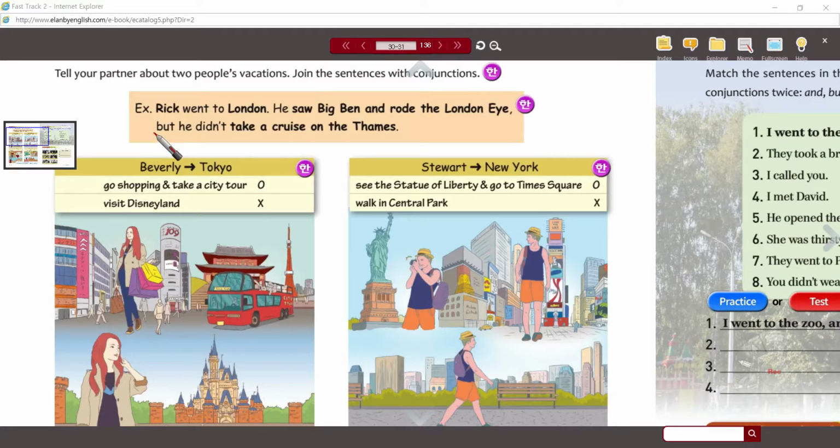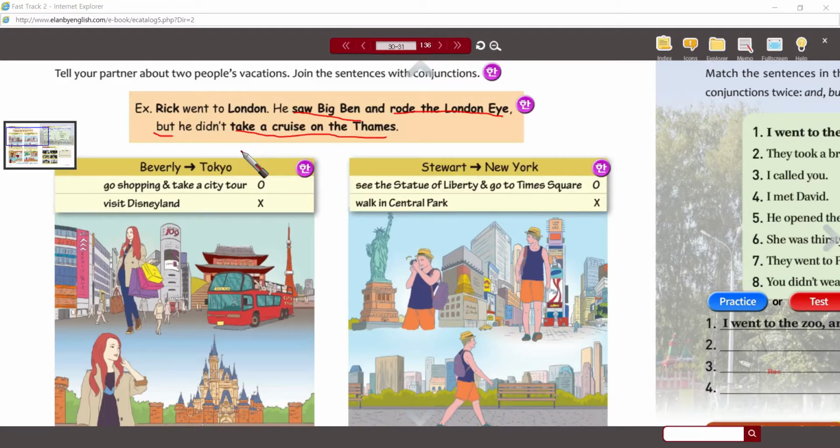Okay. So here we're talking about a person, Rick, and a place, London. Okay. So Rick went to London. He visited London. Now we talk about 3 activities: seeing Big Ben, riding the London Eye, and taking a cruise on the Thames. We talk about these 3 activities. Rick did 2 of them. He did this activity and this activity. Okay? But he didn't do this activity. All right.